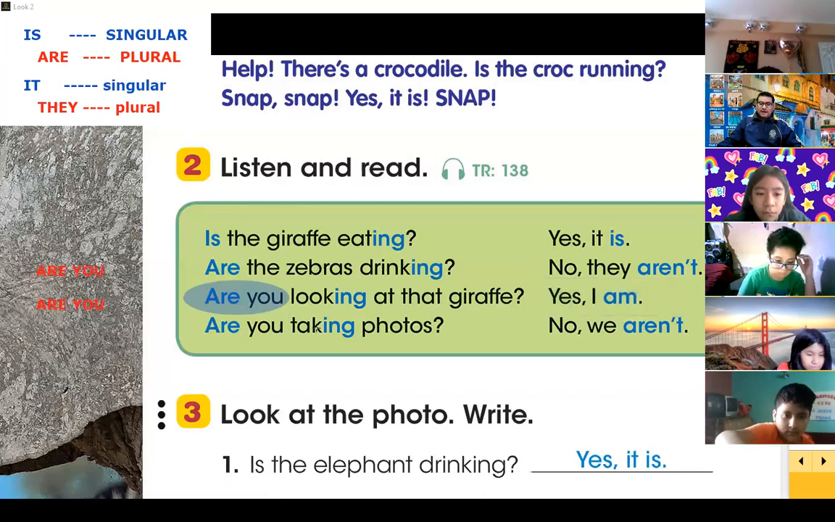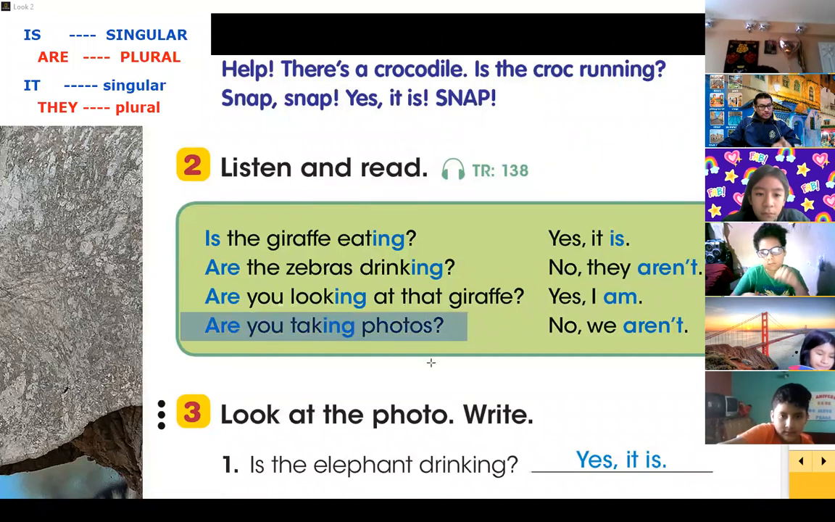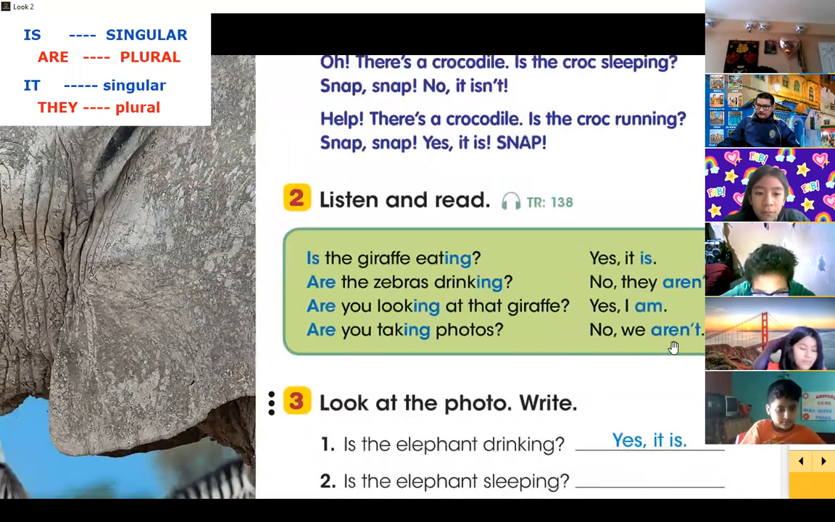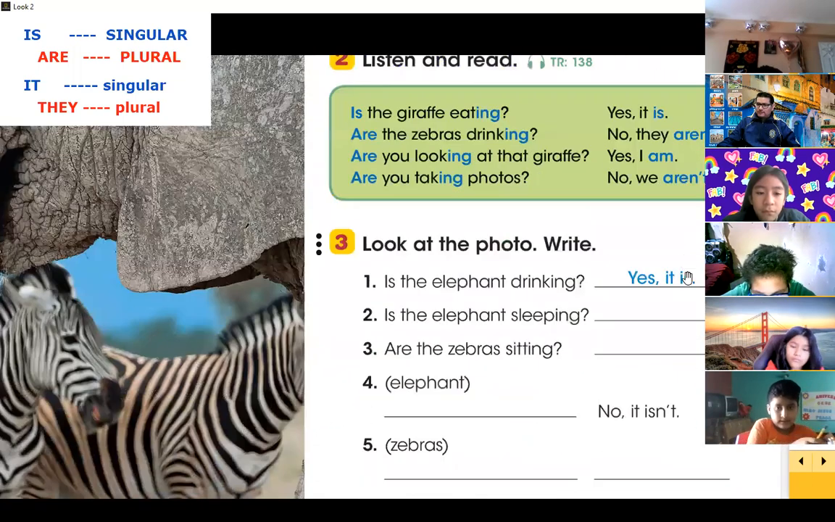O puedo preguntar a todo el salón de quinto de primaria, ¿no? Puedo decir, hey, chicos de quinto de primaria, are you taking photos? ¿Están ustedes, are you taking photos? Puede ser, yes, we are, o no, we aren't. ¿Ya? Entonces, careful about that. Careful about that. ¿Ya?